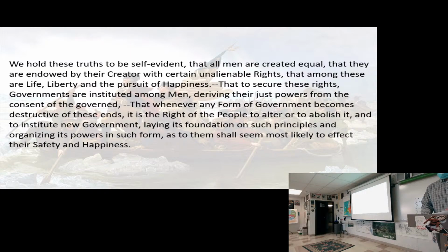We hold these truths to be self-evident, that all men are created equal.